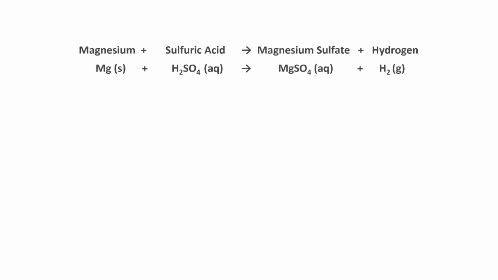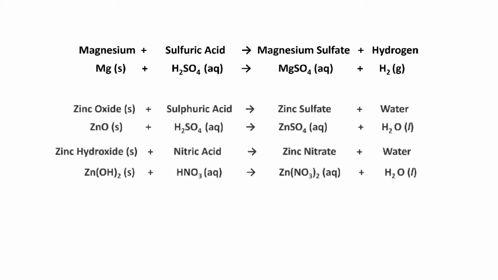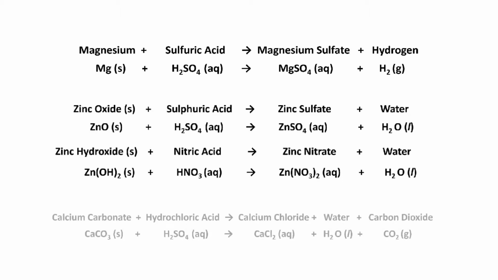So let us look at this example where metal, magnesium, reacts with sulfuric acid to give you the salt, which is magnesium sulfate, and hydrogen gas. So next example is zinc oxide reacting with sulfuric acid to give you the salt, which is zinc sulfate, and water. Zinc hydroxide reacting with nitric acid will give you the salt, which is zinc nitrate, and water. Lastly, we have calcium carbonate reacting with hydrochloric acid to give you the salt, which is calcium chloride, water, and carbon dioxide gas.